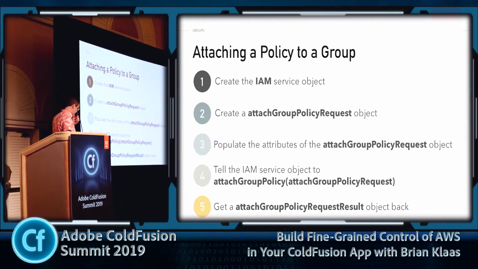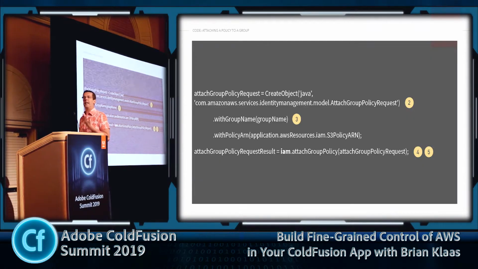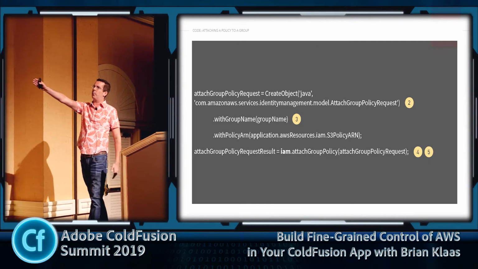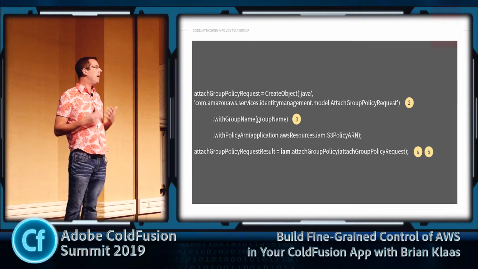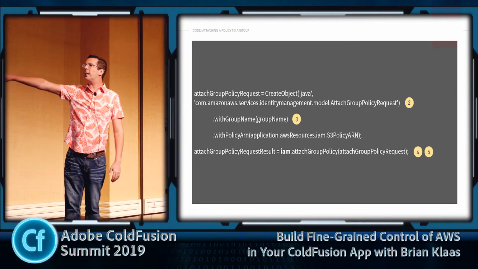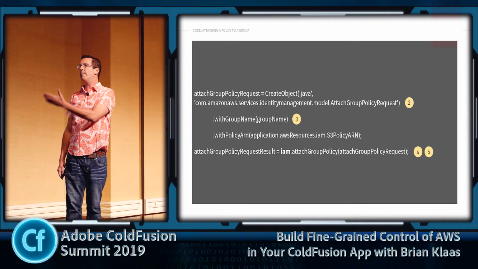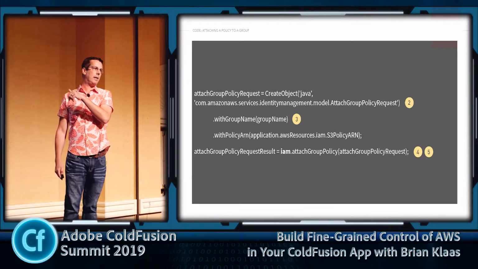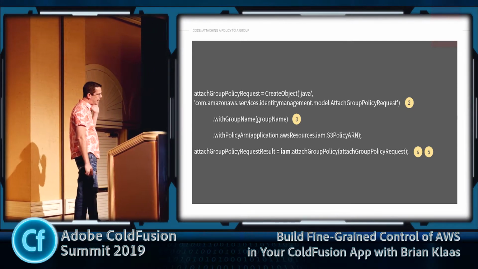To attach a policy to a group, you do the same thing. You create an attached group policy request object, we populate its attributes, and we tell IAM to attach group policy using the attached group policy request object, and we get a result object back from that. In code, again, this looks very familiar to you. We create our attached group policy request. We give it the group name that we've already created before, and the policy ARN. Again, this is where ARNs come into play. You need to be able to store these somewhere on your local machine, or in memory, or in a database, or some other secure location, so you know exactly what policy ARN you want to attach. Because in this case, you're creating a group just by the name, or the user by their username, but when it comes to attaching policies, you really need to know what that policy ARN is. So that's something you'll need to store somewhere else in your application. Okay, so that's how you take a policy and apply it to a group.